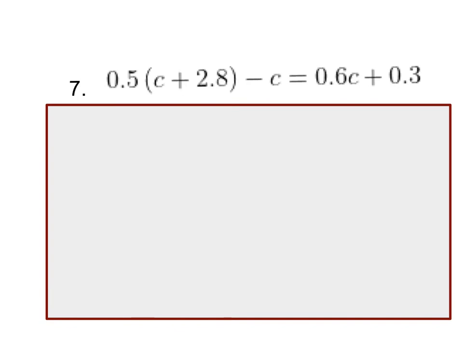Number 7. Let's see here. Let's look at the left-hand side. We've got a distributive property we can do. Right-hand side, there's no like terms. So let's go ahead and distribute. It's kind of nice with decimals. 0.5 times c is just 0.5c. 0.5 times 2.8, the way you want to think of that is half of 2.8, which is just 1.4. Minus c equals 0.6c plus 0.3.